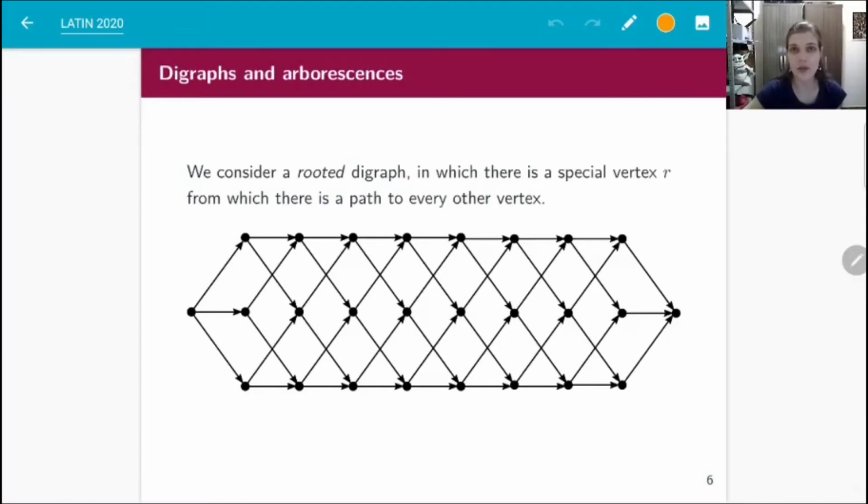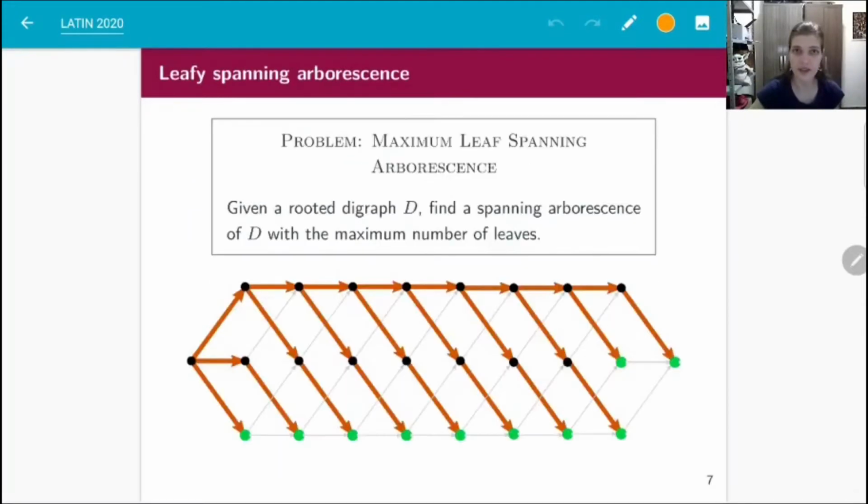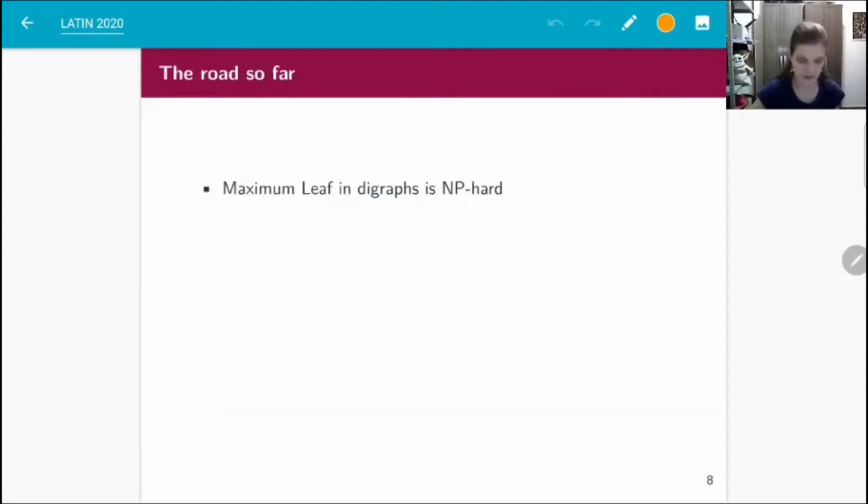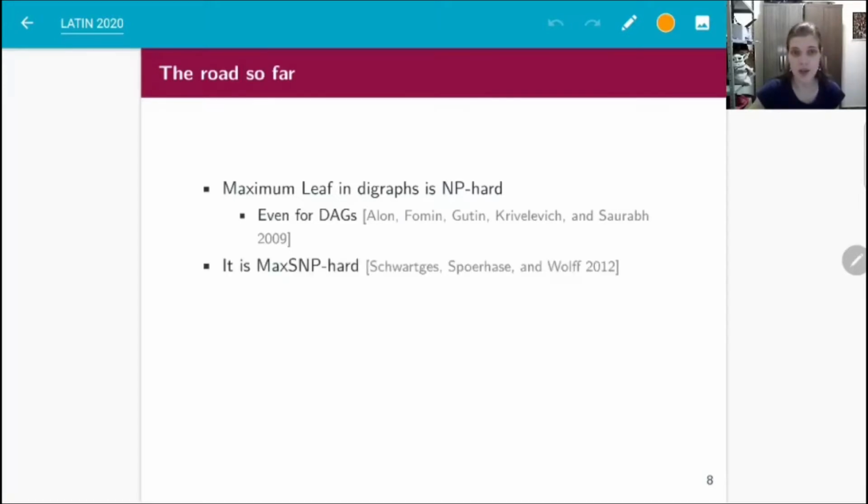That's why in this problem we consider a rooted digraph. So we know there is a vertex R, from which there is a path to every other vertex. Now the problem is, given a rooted digraph, we want to find the spanning arborescence with the maximum number of leaves. This problem is of course NP-hard, even for directed acyclic graphs. It's also MAX SNP-hard, even for DAGs.